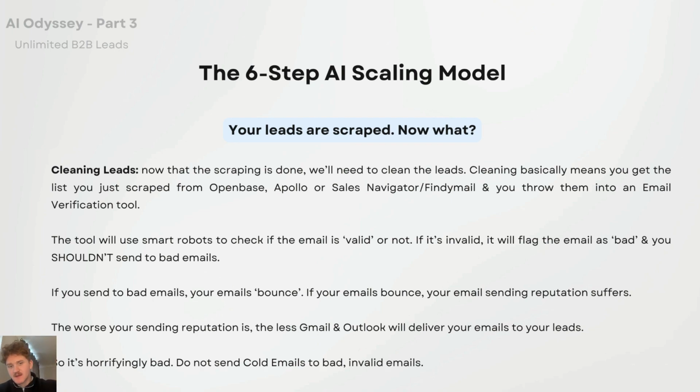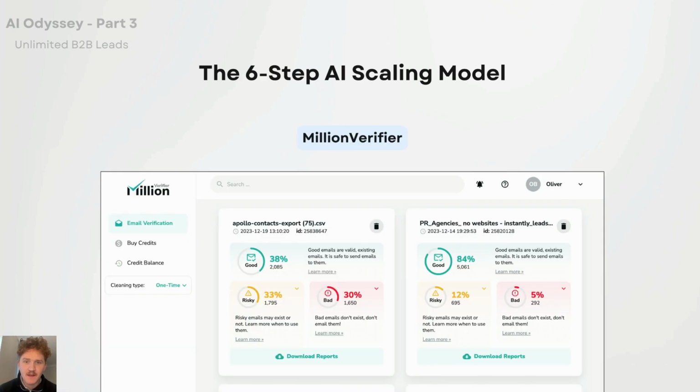Your emails bounce, and if your emails bounce, your email sender reputation obviously goes down the pan, and it's not good. The worse that reputation is, the less Gmail and Outlook will deliver your emails to the inboxes of your leads, and therefore the less sales and meetings you'll get from a cold email. So it's really bad news. Just don't do it. Don't send cold emails to addresses that are invalid. It's as simple as that.